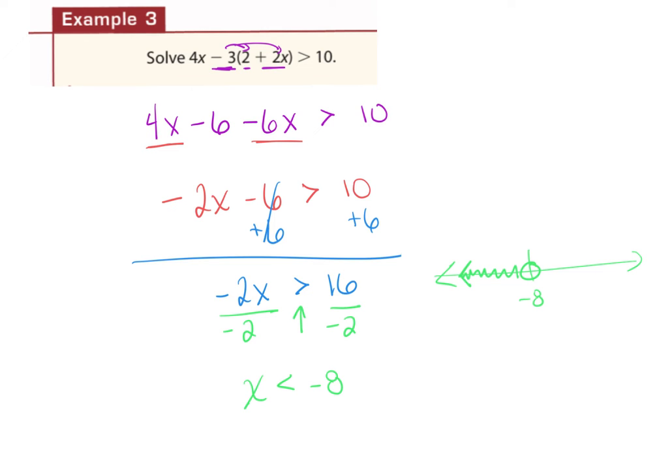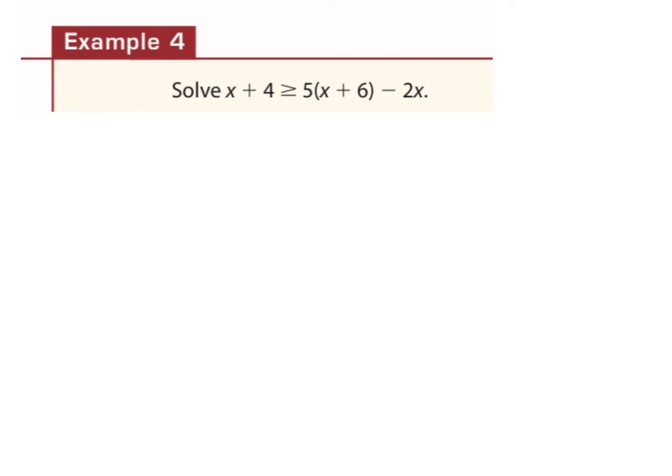You can check these. Pick a number less than negative 8. Plug it back in and see if it is a solution. The very first thing we did in this chapter was, is this a solution? Well, you're saying everything smaller than negative 8 is a solution. Negative 10, plug it in and see if it's a solution. All right? And so you can check these. You can pick a number that's in your set that you are telling me is an answer and see if it works.